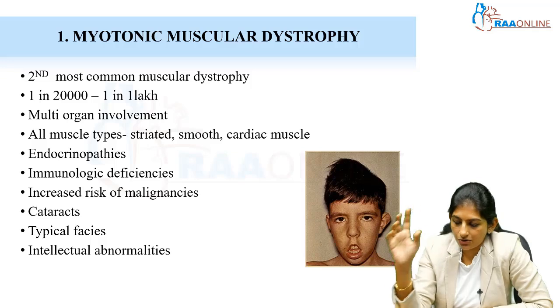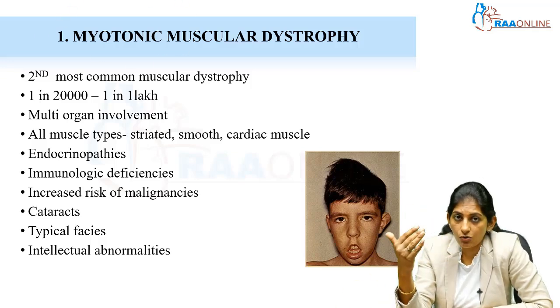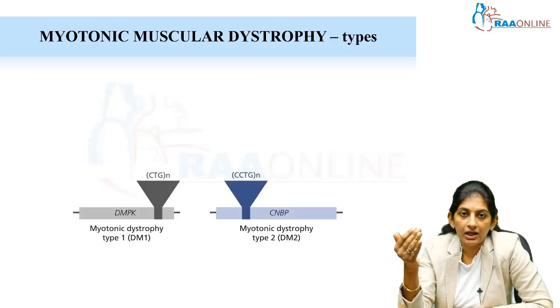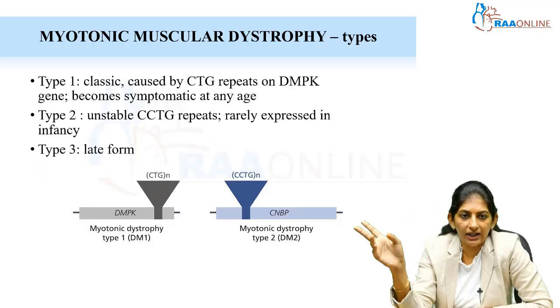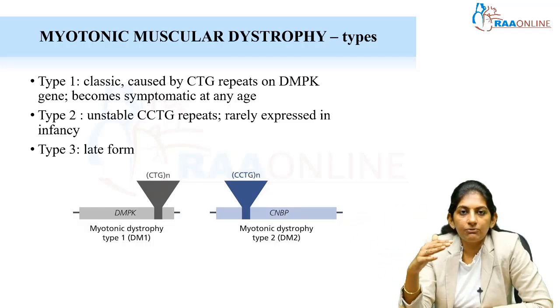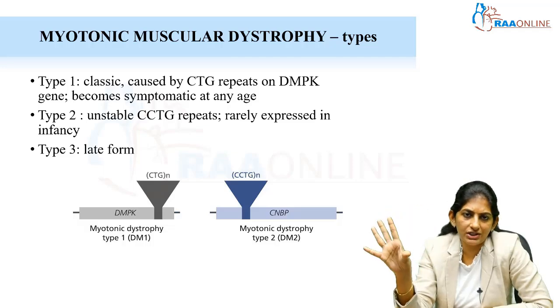So what is this myotonic muscular dystrophy? What is myotonia? I will tell you how to demonstrate myotonia in the next slide. Before that, there are 3 types of myotonic muscular dystrophy: type 1, type 2 and type 3. Type 3 we are not going to see as pediatricians. It is a late form which usually presents in the 3rd decade. Type 1 and type 2 are the ones which we see. Clinically, they appear similar, with very, very little differences between type 1 and type 2, which I'm not going to go into so much detail.